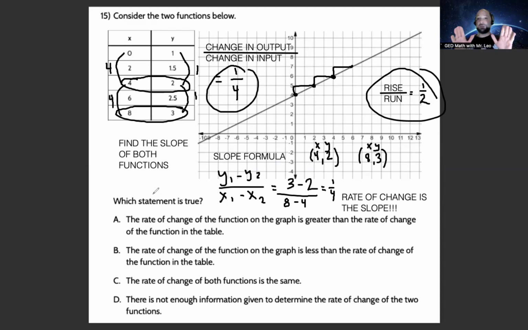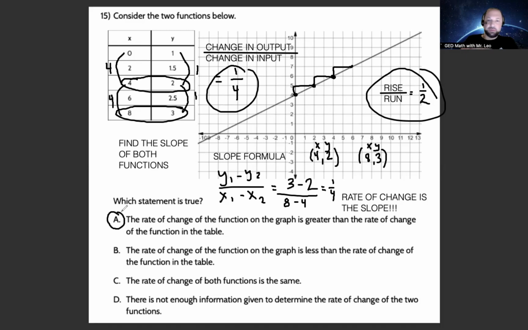Now let's just pick the right language. Don't get mixed up. The rate of change of the function on the graph is greater than the rate of change of the function in the table. Is that true? The graph is 1/2. 1/2 is greater than 1/4. Yes, it is. Half is more than a quarter. I think that's our answer.